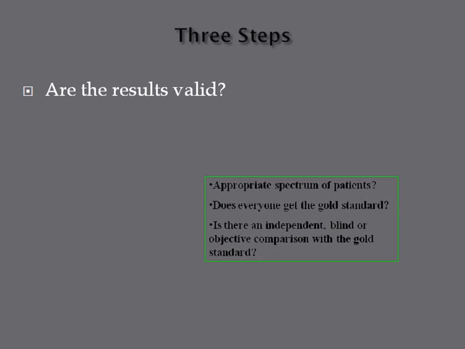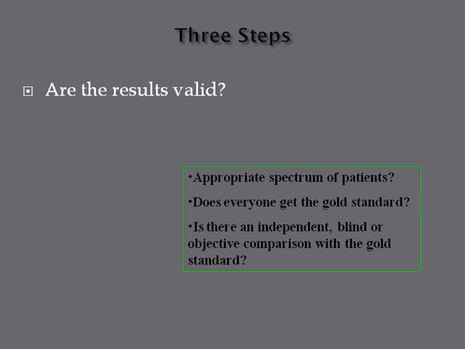For validity, the first step requires that we check to see what types of patients were used in the study. Are they representative of patients with mild to severe forms of the disorder? And are they representative of the types of patients I see? Is there a comparison to a gold standard, and is there an independent blinded comparison to that standard?